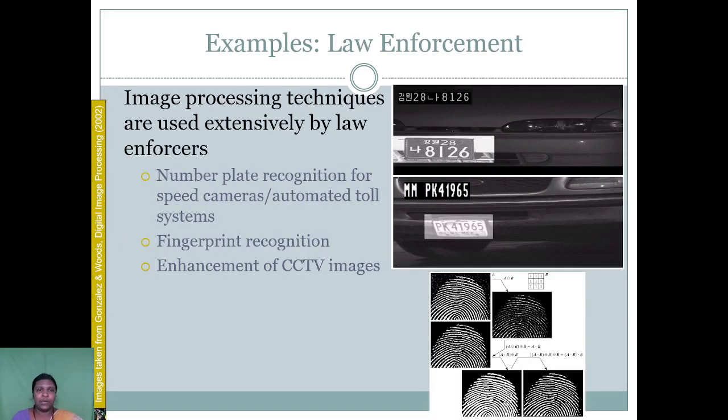And law enforcement is another area where digital image processing is used. Image processing techniques are used extensively by law enforcers. Number plate recognition for speed cameras is automated, as are fingerprint recognition and enhancement of CCTV images. After the 1990s, the enhancement of CCTV images became possible in all areas, and digital image processing techniques are used in this enhancement of CCTV images. So in law enforcement, these image processing techniques were well used.